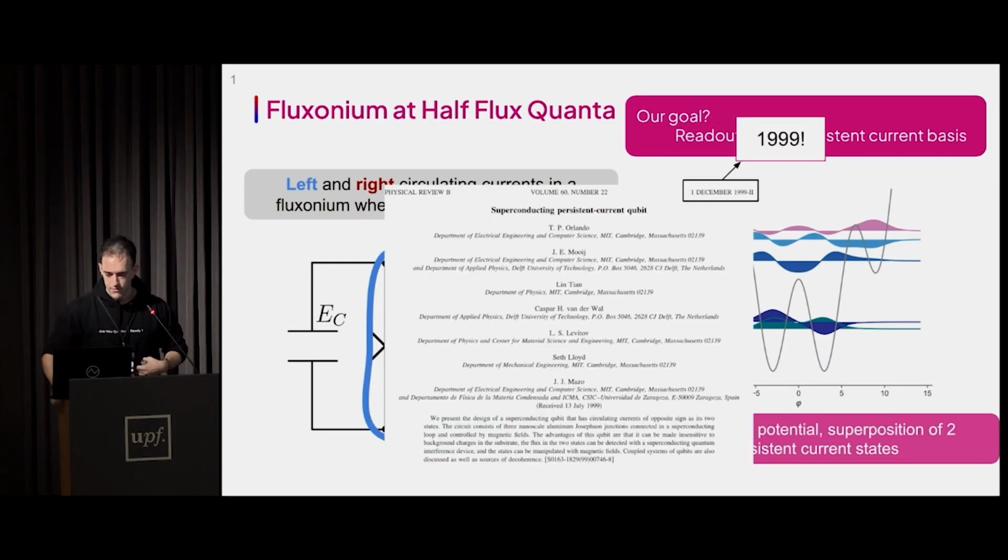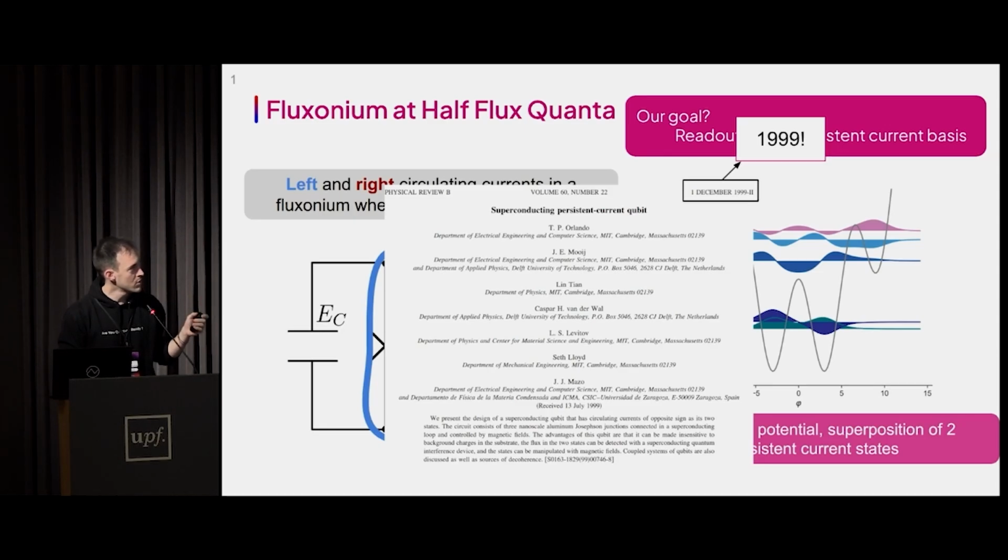Of course, if you know about this, you probably know that it is not something very new at all. In fact, there's this paper on the superconducting persistent current qubit, which also works mainly in the persistent current basis, and it's from a long time ago, from 1999, from Orlando, Mooij, and other people. Just a small note on this: these are persistent current qubits, which are also known as three-Josephson-junction qubits.